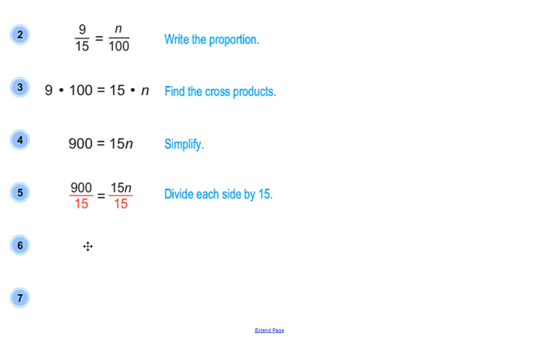In doing so, 15 divided by 15 is 1, so I'm left with N on the right side. And 900 divided by 15 is 60. So N equals 60. So $9 is 60% of $15.